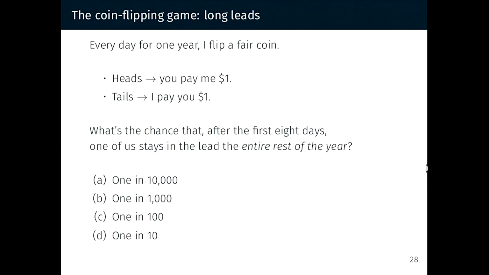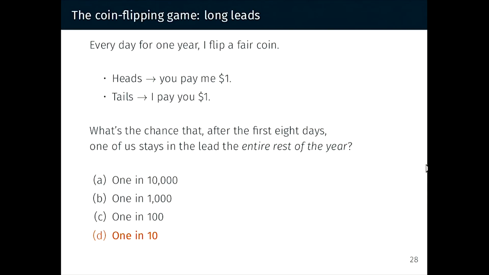Pretty unlikely outcome. The right answer is 1 in 10. So 1 in 10 chance that one of us pulls ahead in the first 8 days and stays ahead the entire rest of the year. It's crazy, right? I'm glad that wasn't the most popular answer because it really surprised me, and I was like, what if everyone else thinks it's obvious?